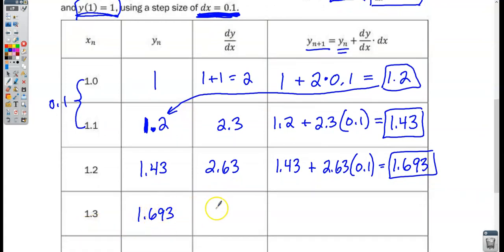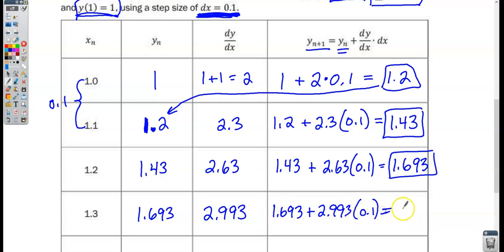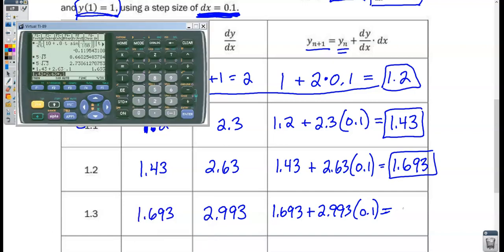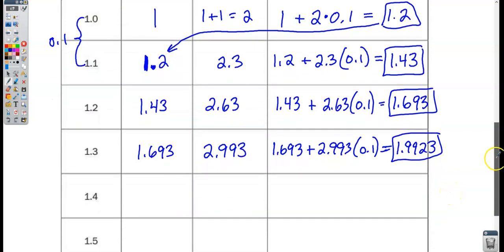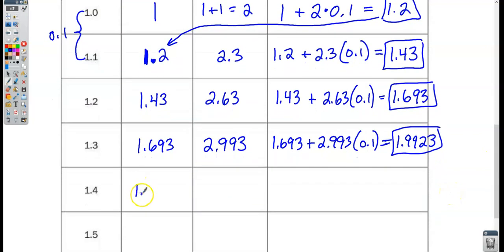So for dy/dx, I add these two together, that's 2.993. And so then I've got 1.693 plus 2.993 times 0.1, which is 1.9923. I'm going to bring that down. That's my new y.